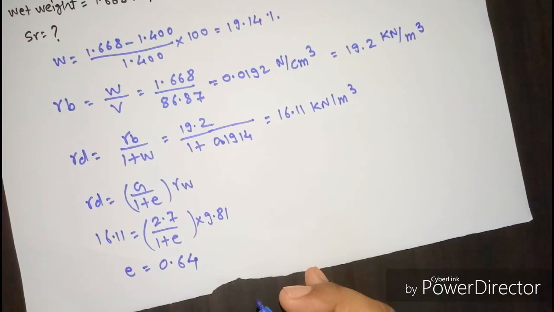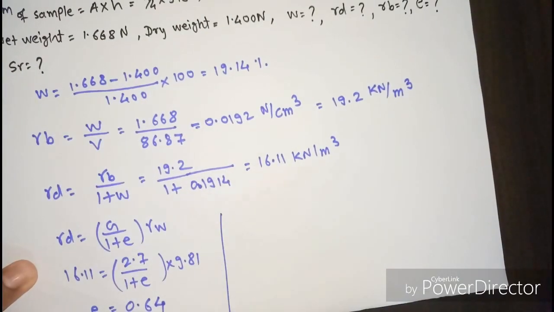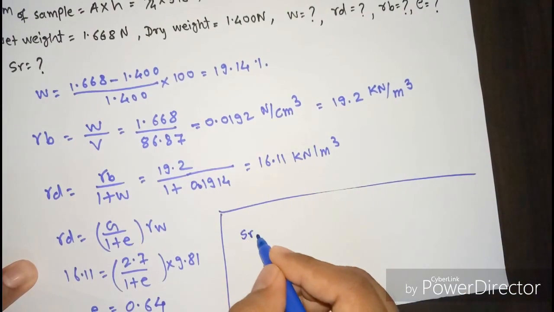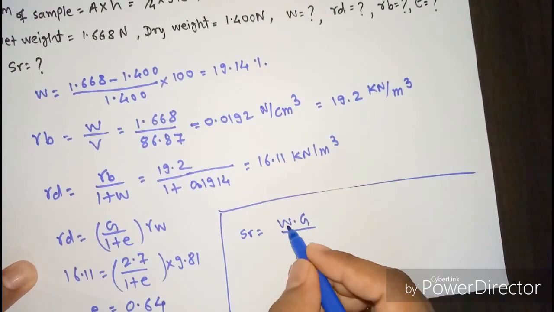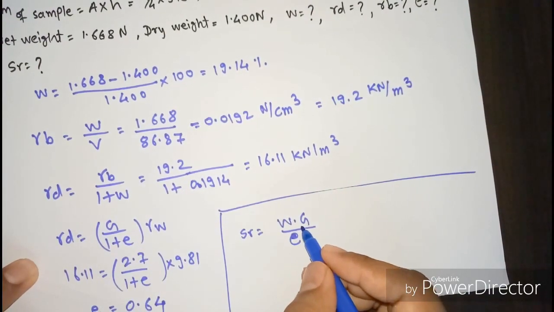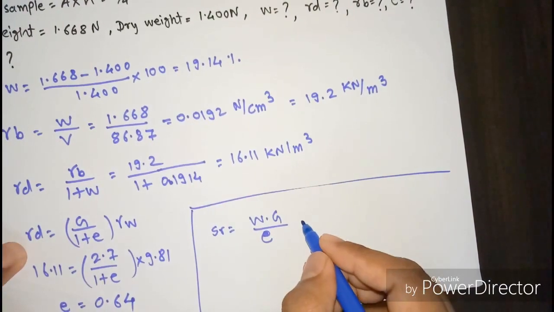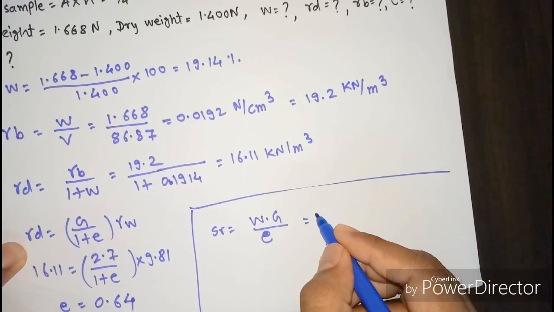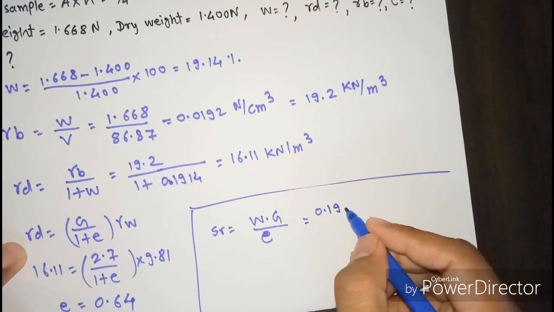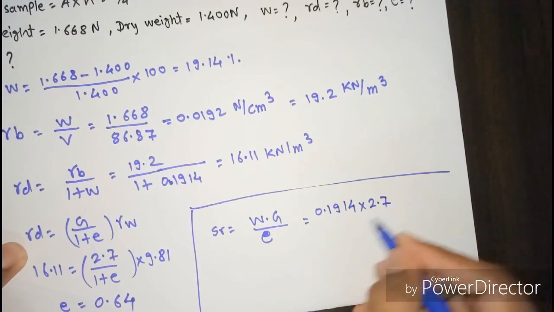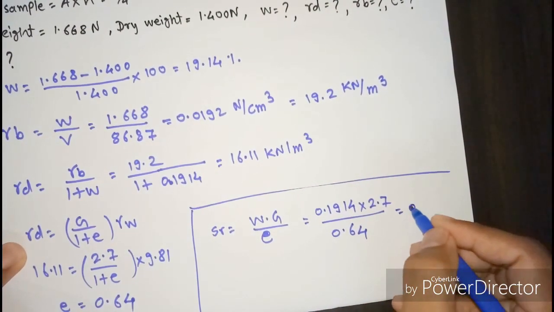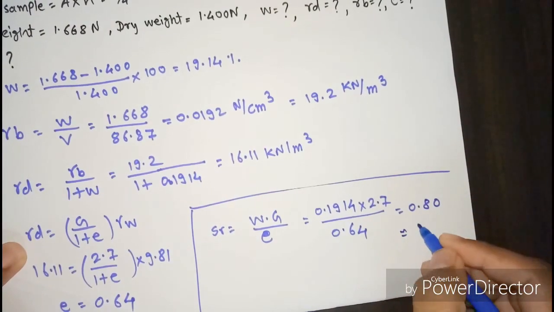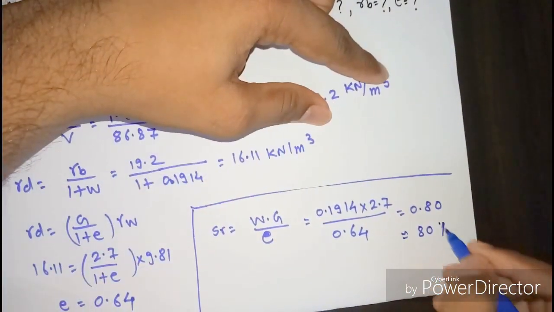Now we will calculate degree of saturation. We know that degree of saturation S_r is equal to W G upon E. W is water content, G is specific gravity and E is void ratio. So S_r is equal to W, water content is 19.14, so 0.1914 multiplied by 2.7 upon void ratio is 0.64. So degree of saturation is equal to 0.80, means 80%. Saturation is always in percentage.